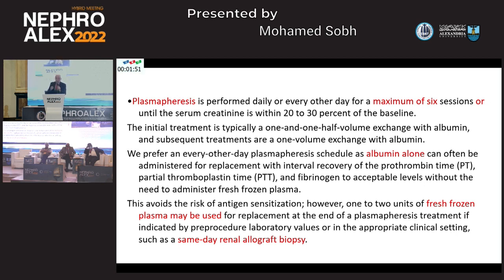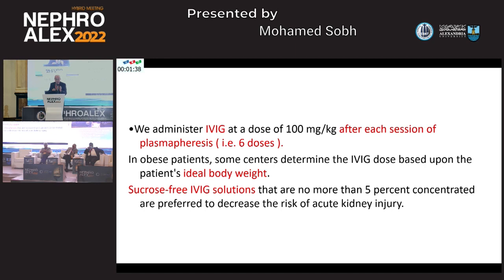But sometimes in the last 1 or 2 sessions you may give fresh frozen plasma in certain settings, for example, if the patient needs a biopsy. We administer IVIG at a dose of 100 milligrams per kg after each plasmapheresis session. Of course, after, not before, otherwise it will be removed with plasma exchange. So steroid before plasma, then you give plasma, then IVIG.